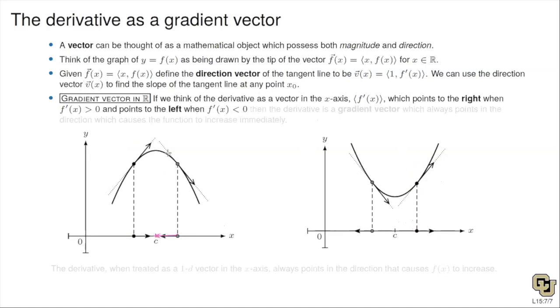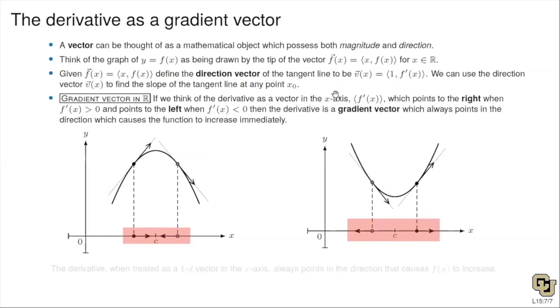So here you see the function is decreasing. And for the gradient vector part in the domain, I put an arrow pointing to the left when the derivative is negative. Okay? So this vector in the x-axis, when we interpret the derivative this way as an arrow in the x-axis, it's known as a gradient vector. And the property of the gradient vector that we notice is that the gradient vector always points in the direction that will make f of x increase.